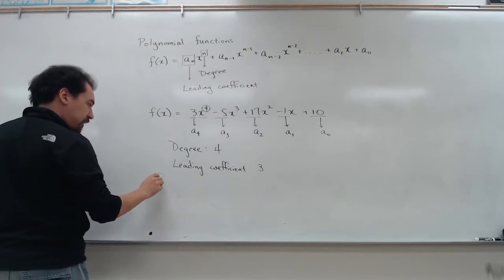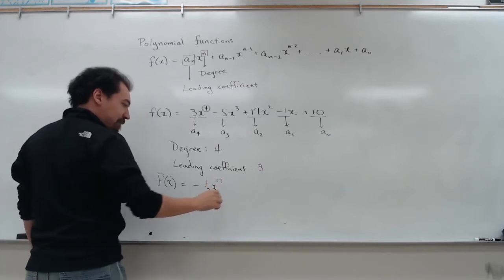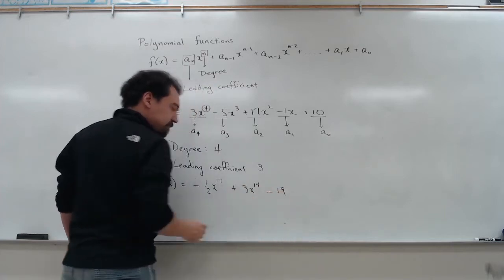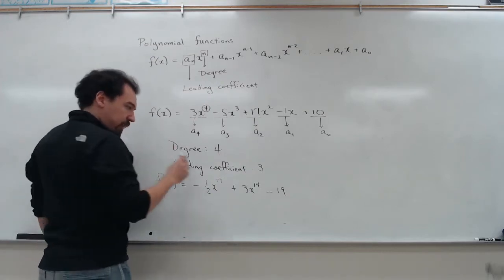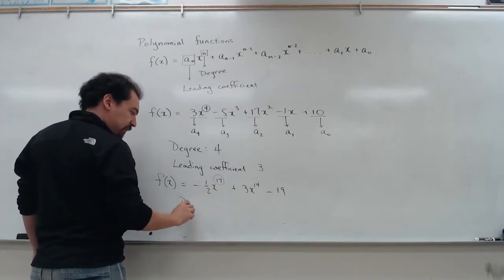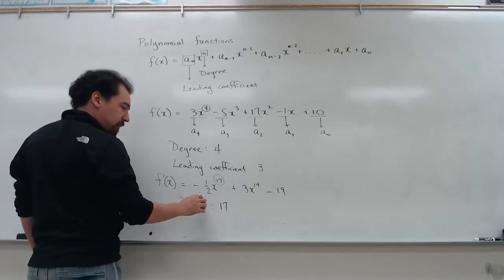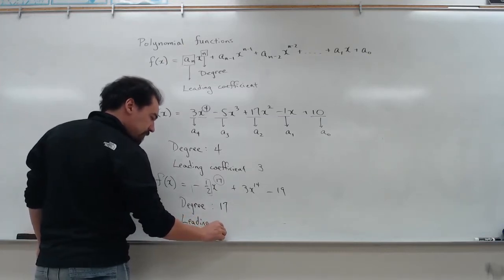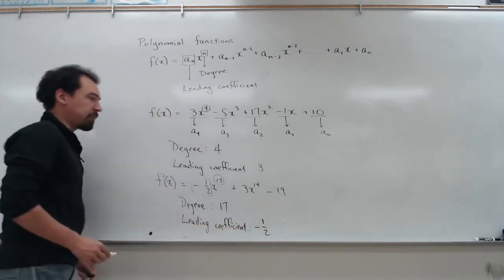Let's do another example just to lock it in. So if I have f of x is equal to, let's go with negative 1/2 x to the 17th plus 3x to the 14th minus 19, let's say. And I didn't put all the powers of x. When I look at the degree, I only look at the highest power of x that occurs, so that would be this right here. So I'm going to say the degree of this polynomial is 17. And the leading coefficient is going to be this negative 1/2. And there we have it.